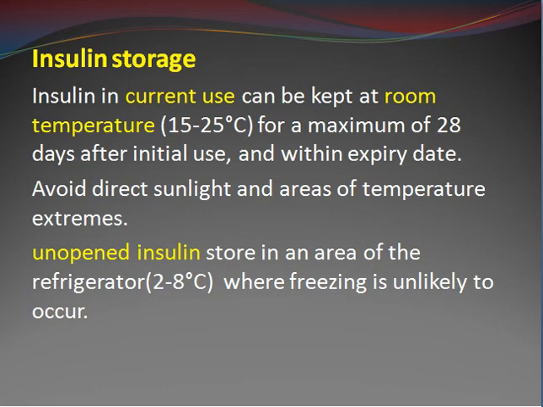Insulin storage. Insulin in current use can be kept at room temperature between 15 to 25 degrees centigrade for a maximum of 28 days after the initial use, within the expiry date. Avoid direct sunlight and areas of temperature extreme, while unopened insulin can be stored in the refrigerator between 2 to 8 degrees centigrade, where freezing is unlikely to happen.